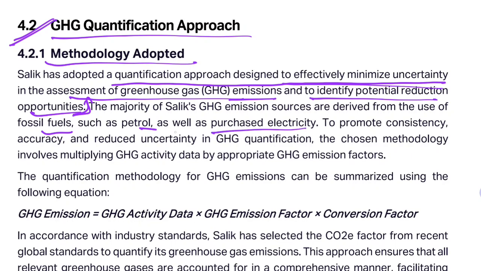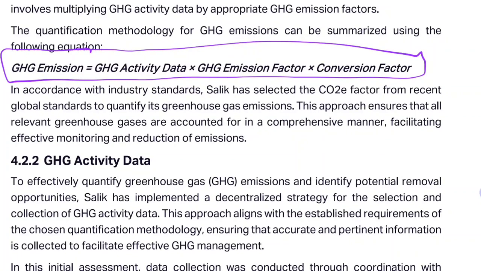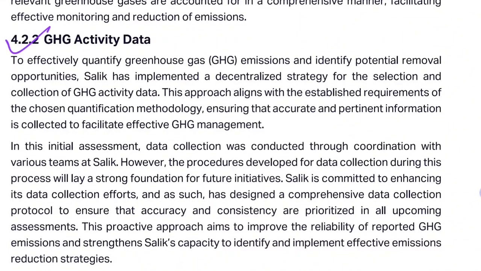To promote consistency and accuracy and reduce uncertainty in quantification, the methodology involved multiplying GHG activity data by appropriate emission factors. So if you see this, GHG emission is equal to activity data multiplied by emission factor and conversion factors. This is in accordance with the industry standards. Here, then, is the GHG activity data.